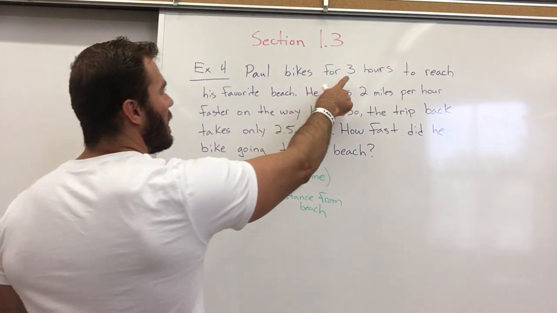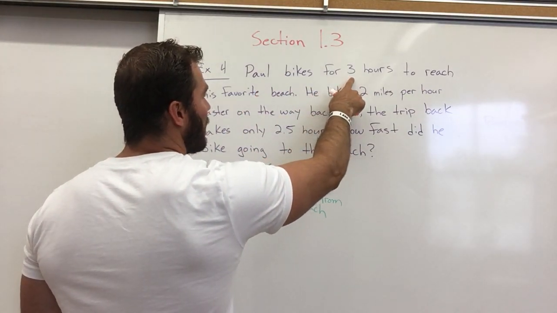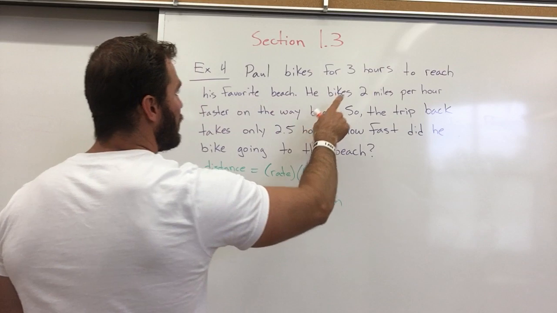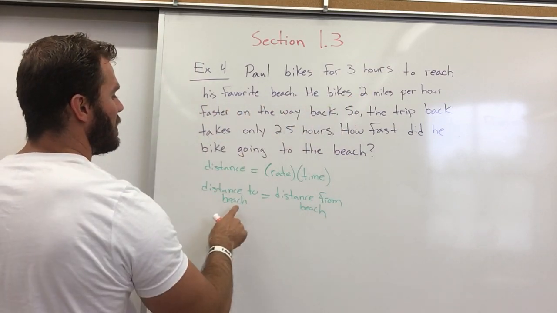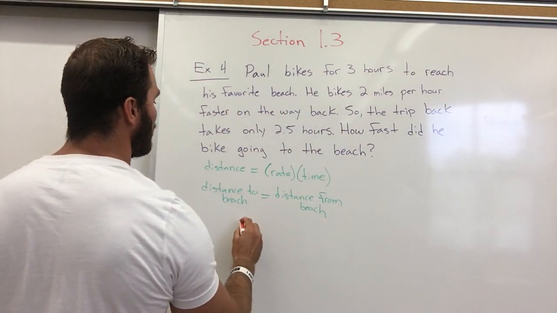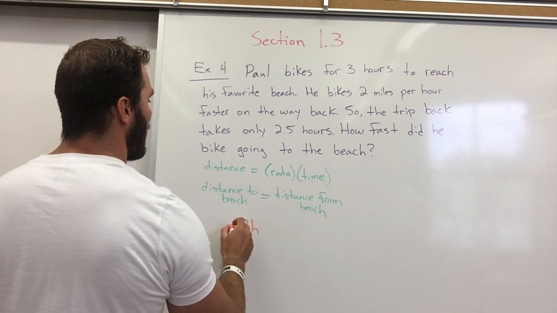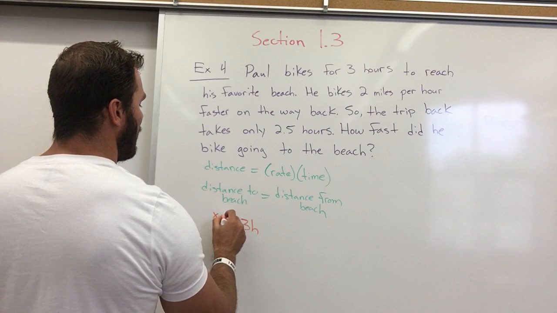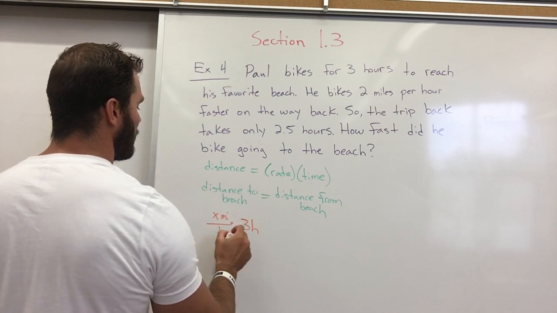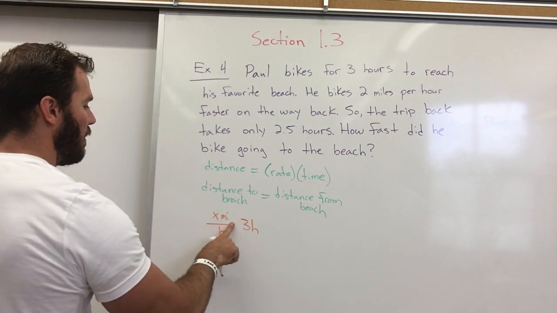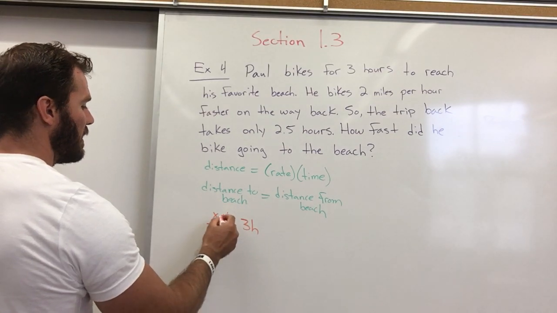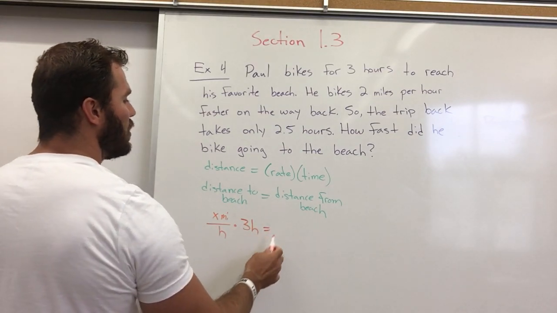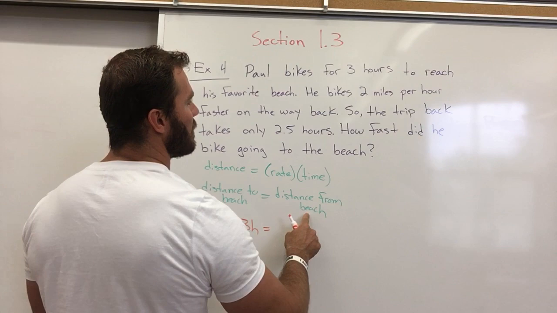They have given us how long it took Paul to go to the beach, distance to the beach. It took him 3 hours, and his rate was, we don't know how many miles per hour he was going. Okay, we don't know how many miles per hour he was going, but that's his rate, and that is equal to the distance from the beach.